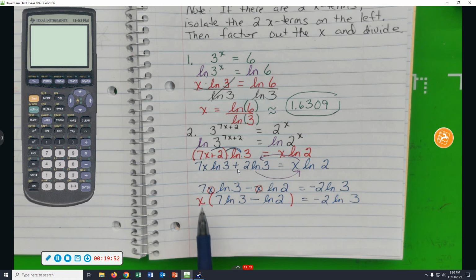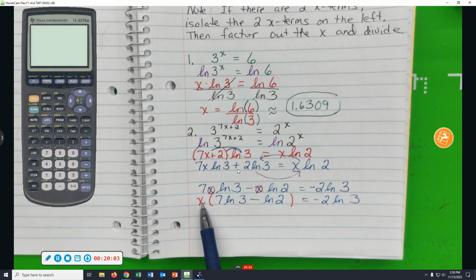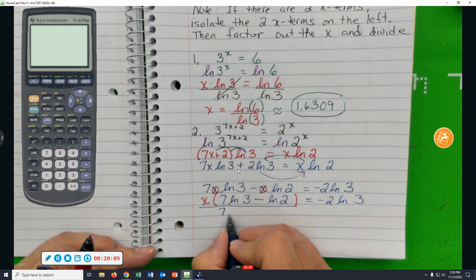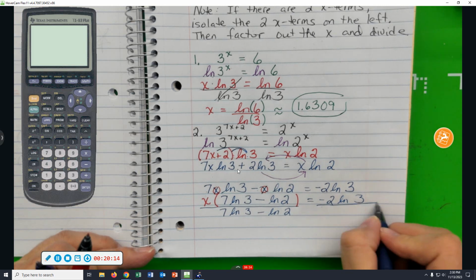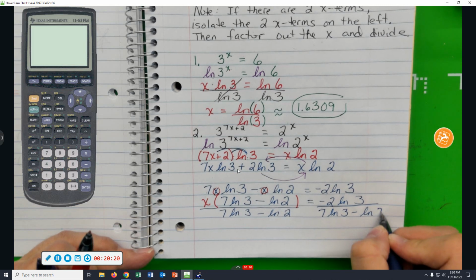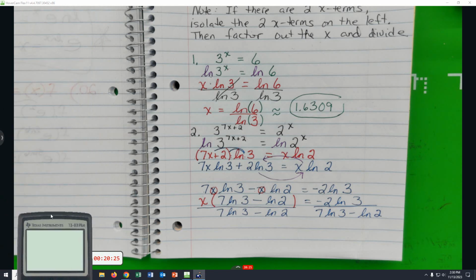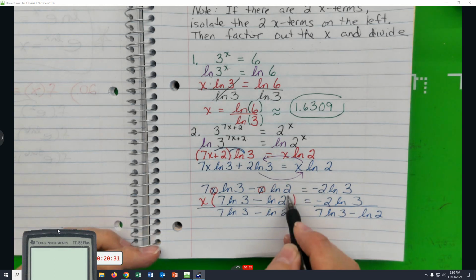Now, what do I have to do to get this x completely by itself? Well, what did I say up here? Factor out the x, and what am I going to do to get the x by itself? Divide both sides by 7 ln 3 minus ln 2. And now, I'm going to do something that my brother does that I don't normally do. But right here, this stuff is canceled.